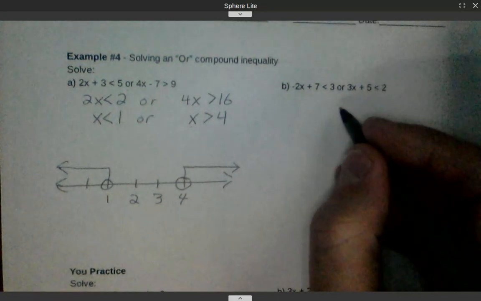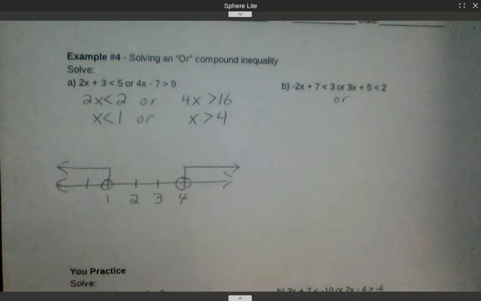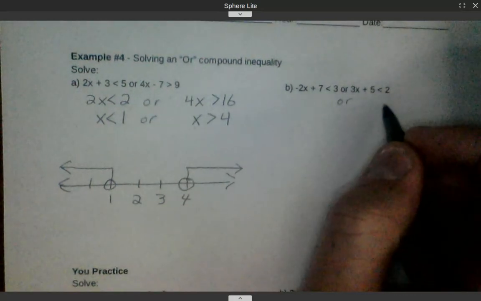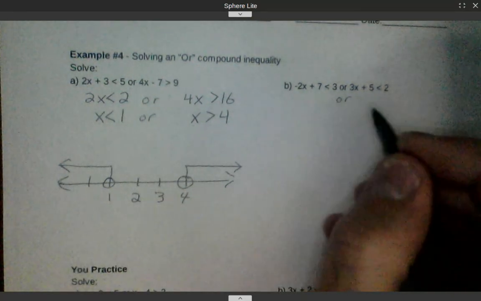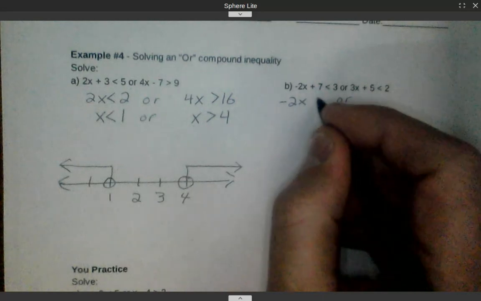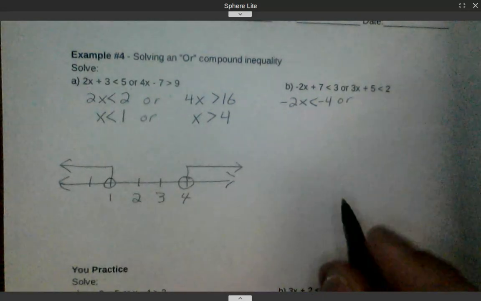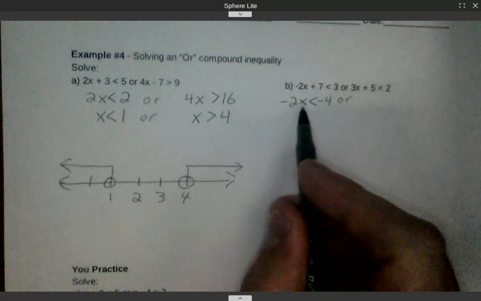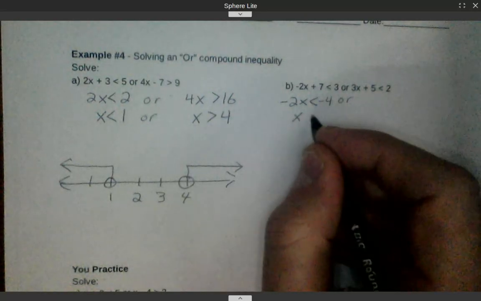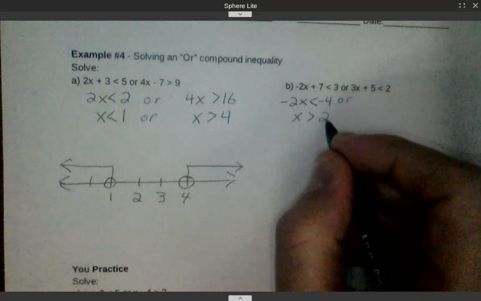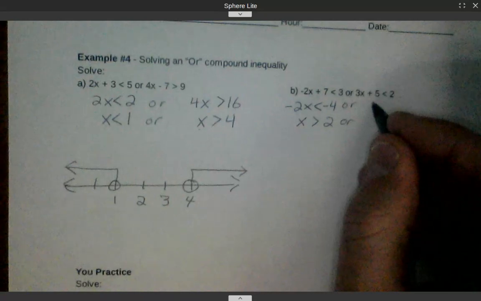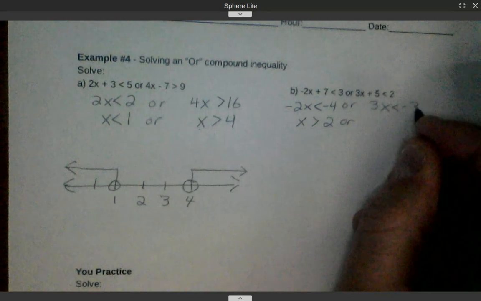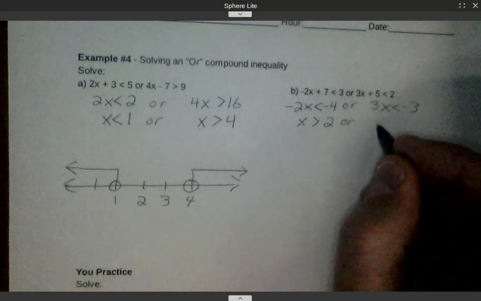Let's look at the next one. I have two problems separated by an OR statement. So I'm going to solve both inequalities, and then graph them just like we did over here. I'm going to subtract 7, so negative 2x is less than negative 4. Remember, I'm dividing by a negative, so I have to switch this sign. So this will be x is greater than 2. Over here, I have 3x plus 5, so I'm going to subtract 5. That gives me negative 3.